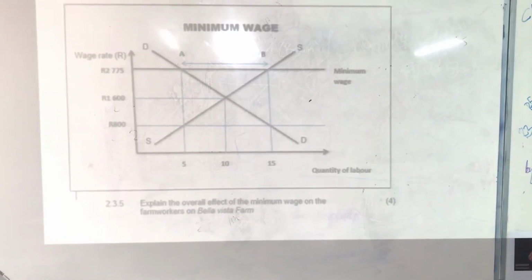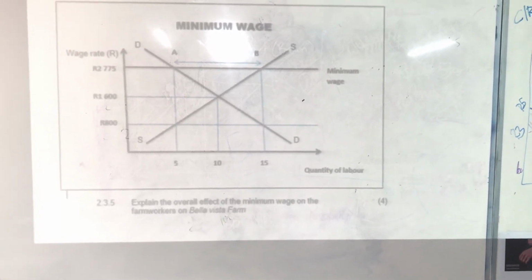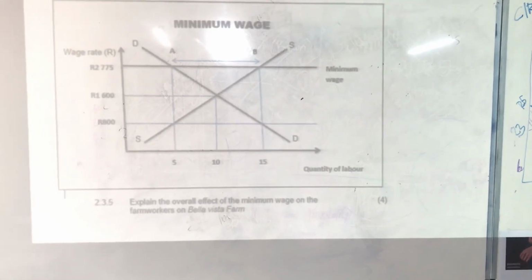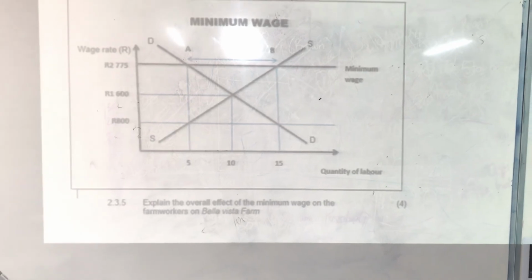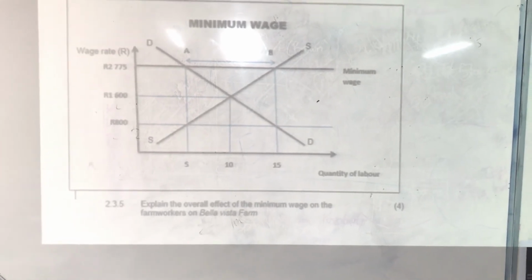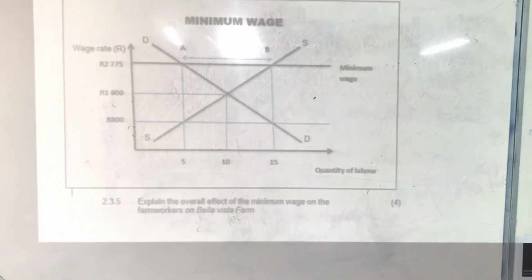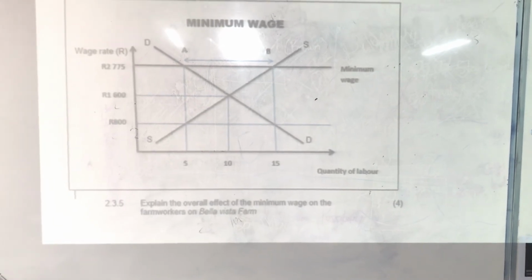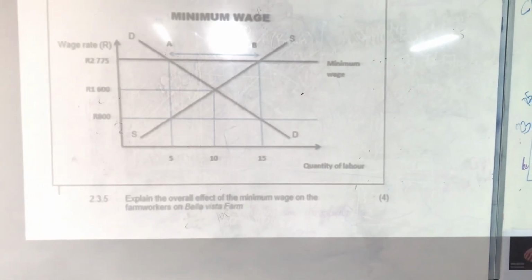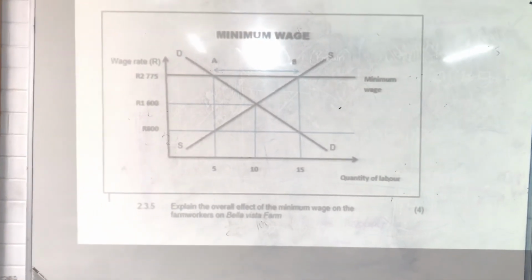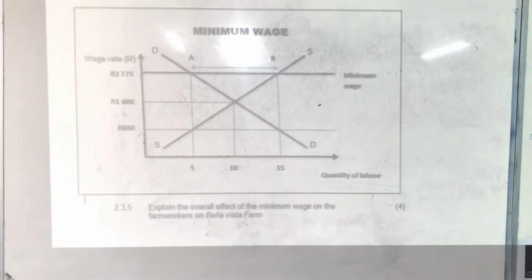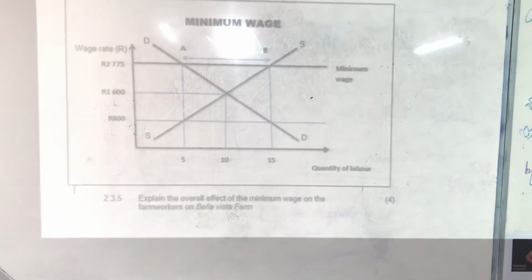However, implementing the same minimum wage also decreases the number of farmers that are actually going to be working at Bella Vista. The farmer or the employer might decide that actually I can't afford this price anymore. It's almost double the price that I was paying per worker, right? I'm going to cut back on the number of people that I'm employing. So it's actually got a twofold effect. One that's positive for the people that stay employed, and negative for the people that are actually going to lose their jobs because of this.